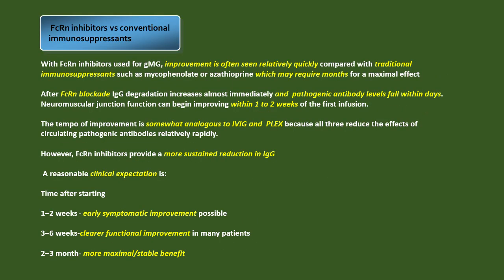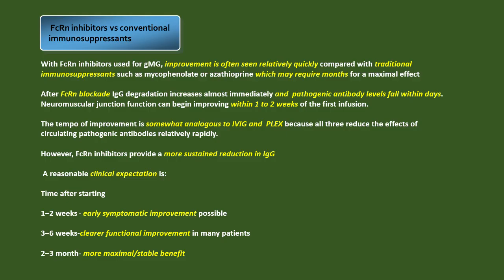FcRn inhibitors versus conventional immunosuppressants. With FcRn inhibitors, improvement is often seen relatively quickly compared with traditional immunosuppressants such as mycophenolate or azathioprine, which may require months for a maximal effect. After FcRn blockade, IgG degradation increases almost immediately and pathogenic antibody levels fall within days. Neuromuscular junction function can begin improving within 1 to 2 weeks of the first infusion.